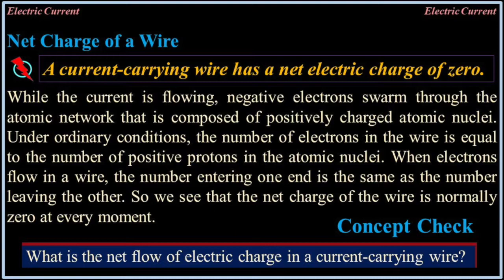Net charge of a wire. A current-carrying wire has a net electric charge of 0. While the current is flowing, negative electrons swarm through the atomic network that is composed of positively charged atomic nuclei. Under ordinary conditions, the number of electrons in the wire is equal to the number of positive protons in the atomic nuclei. When electrons flow in a wire, the number entering one end is the same as the number leaving the other. So we see that the net charge of the wire is normally 0 at every moment.